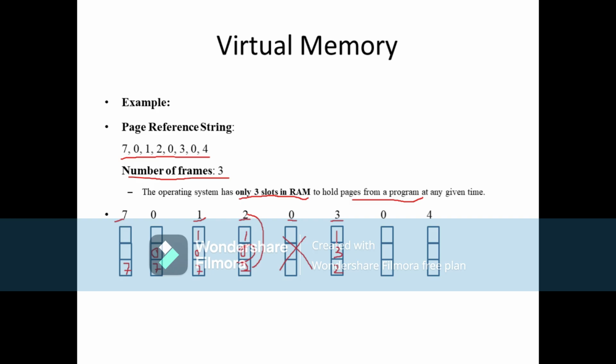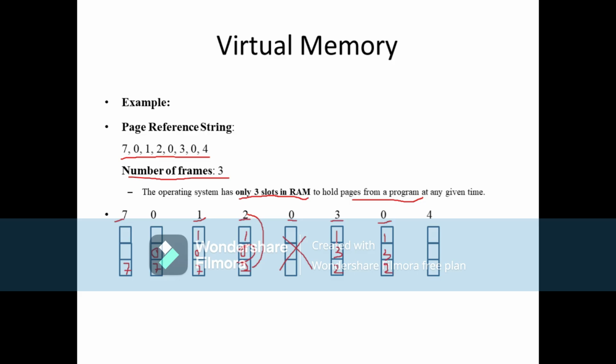Now we have page numbers 1, 3 and 2 in our frames. Next, there is a demand for page number 0. But in our frame there is no page number 0; we have page numbers 1, 3 and 2. So the page fault occurs. Now we have to find the victim page so that we can load page number 0.